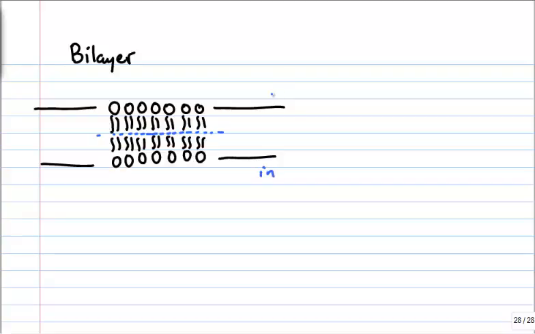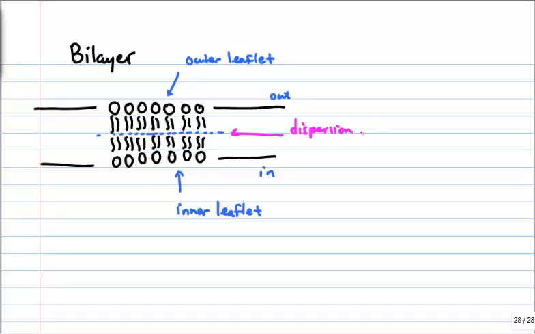If this is inside the cell and this is outside the cell, then this is what we call the outer leaflet. That's the terminology. Learn the words here. Outer leaflet. This is called the inner leaflet. And so there are definitely 2 layers here. The outer leaflet and the inner leaflet, and they come together at this interface, and they are held together by what we've called before dispersion forces.